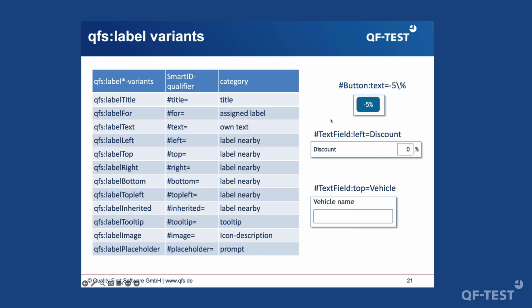And on the right side, there's just some samples, like if I want to rely on this button with the text, that's just text equals minus 5%. If I want to rely on the label on the left side, it's just discount, left equals discount, and here, this entry field has the vehicle name on top. So basically it's just top equals vehicle name. It's just skipped up here, but it's just in my presentation. There should be a vehicle name.